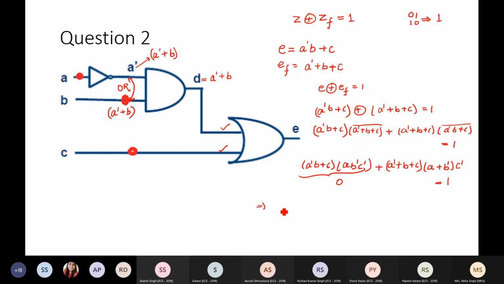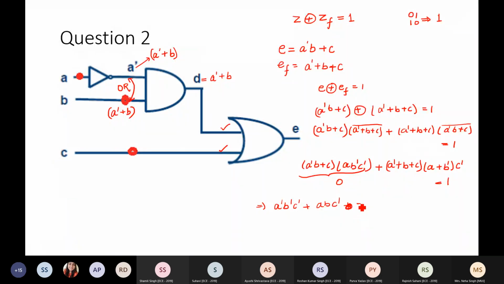So what do I get? A' B' C' plus A B C' plus B · B' which is 0, so I'm not writing it. Then I have C into A into C', that will all be 0. Right? So I'm left with only these two parts.